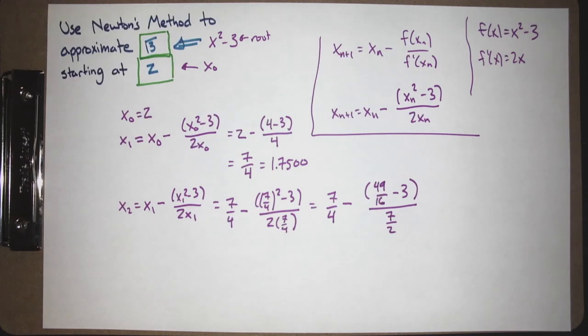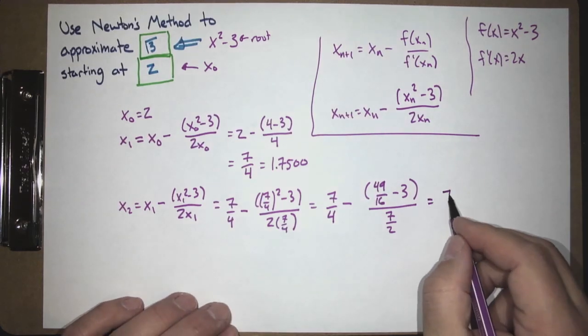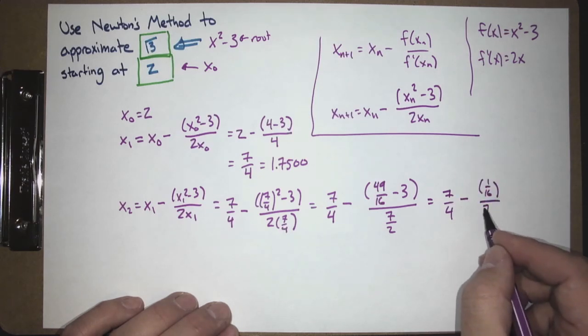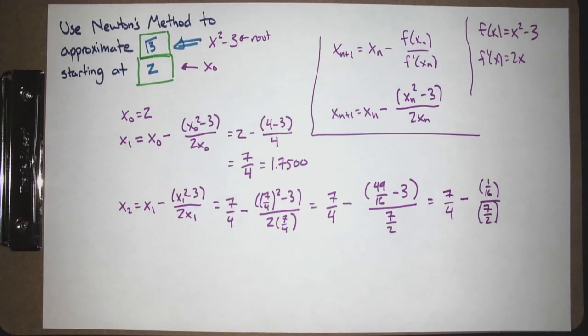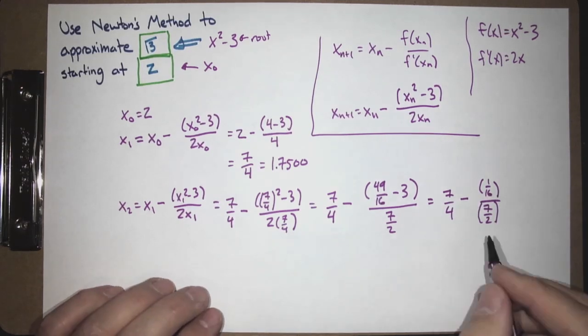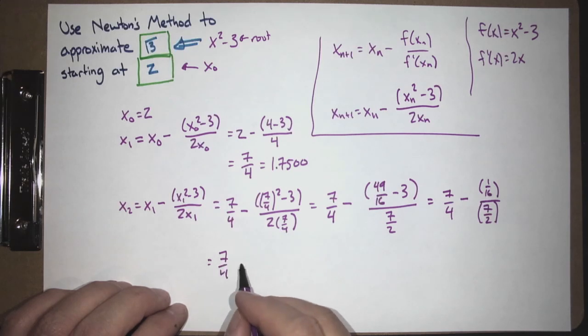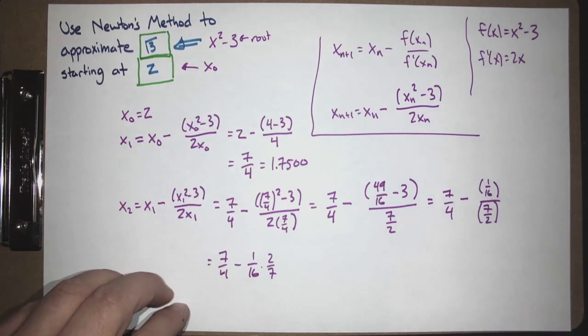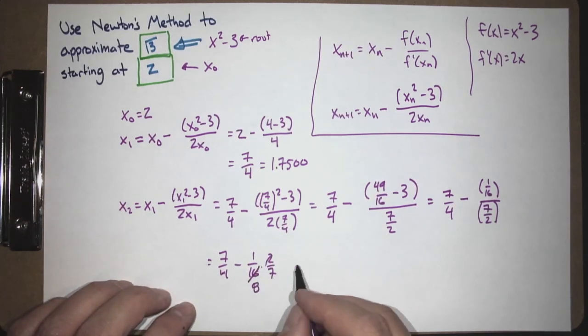So 3, what's another way to think of 3? 48 divided by 16. So you have 49 over 16, subtract 48 over 16, which gives you a 1 over 16. So that's 7/4 subtract a 1 over 16 and a 7 over 2. Well, that's the same as 7/4 subtract 1 over 16 times 2 over 7. Okay, so you can at least get a little bit of cancellation.